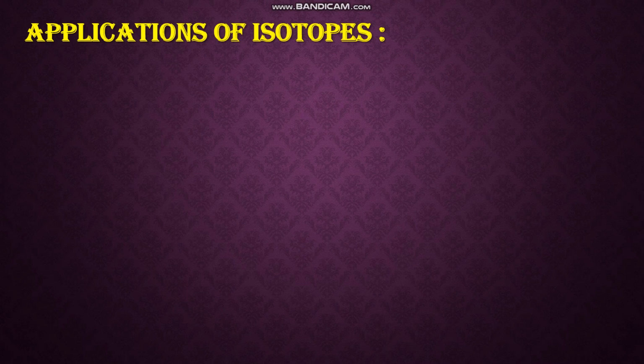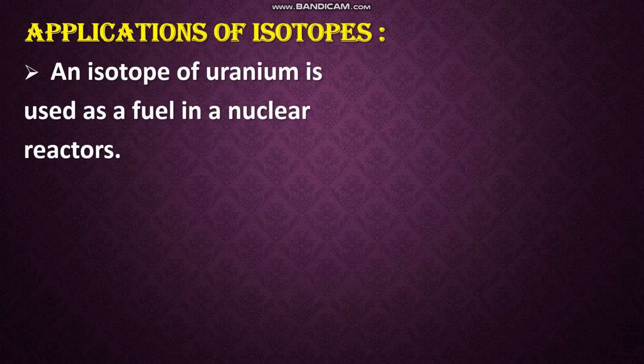Now let us see some applications of isotopes. Application means uses, where it is used. An isotope of uranium is used as a fuel in nuclear reactors. What are nuclear reactors? You have already heard about thermal power plants, hydroelectric power plants. All these are used to produce electricity. In the same way there are nuclear reactors also to produce electricity.